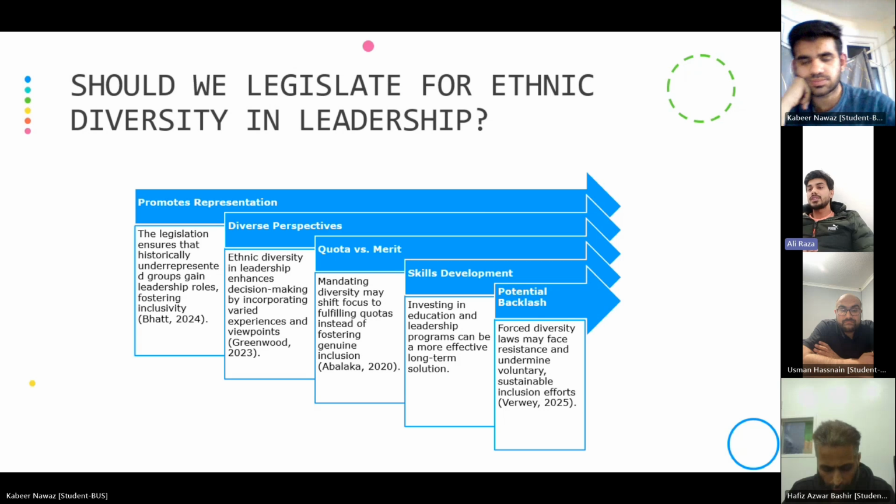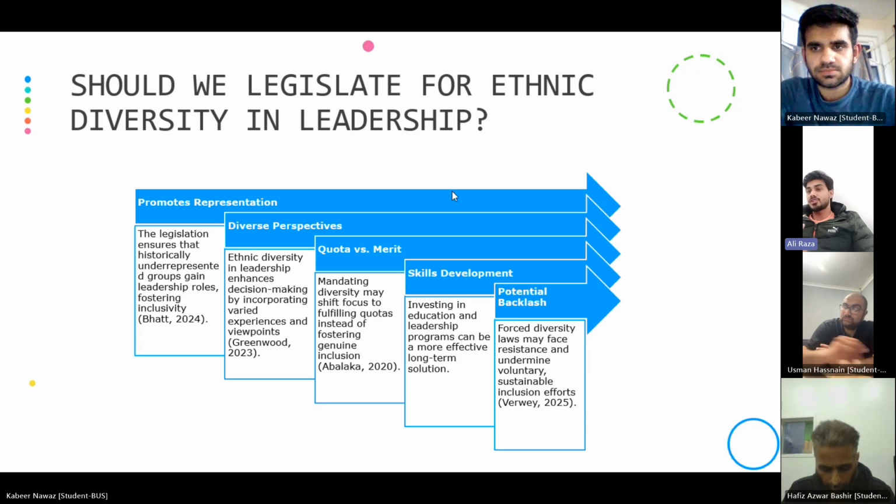Should we legislate for ethnic diversity in leadership? This slide represents both supportive and critical viewpoints on whether legislation should be used to promote ethnic diversity in leadership. On one side, legislation can play a key role in promoting representation by ensuring that individuals from historically marginalized groups have access to leadership positions.